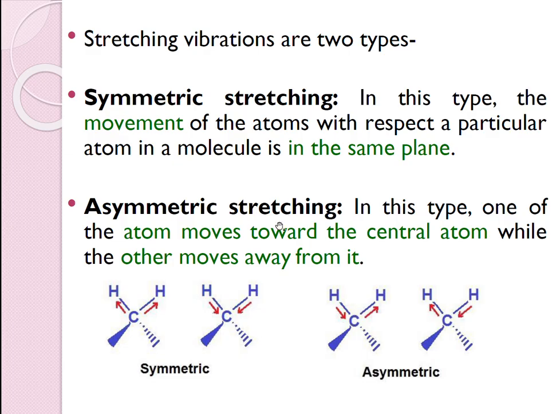And in asymmetric stretching, one of the atoms moves toward the central atom while the other moves away from it. So you can see, symmetric means both of them would be similar, either away from the direction or towards the direction. But in the case of asymmetric, the direction is not similar.